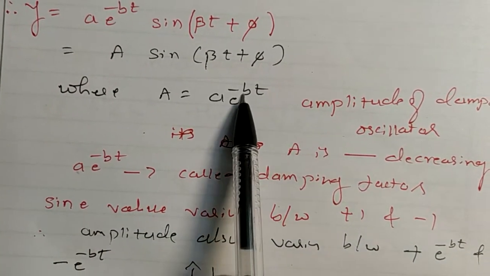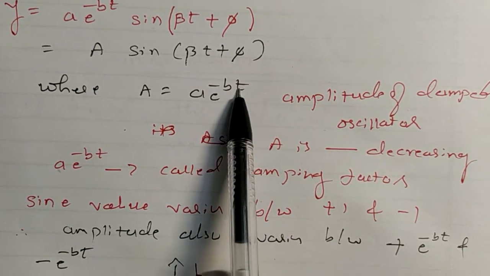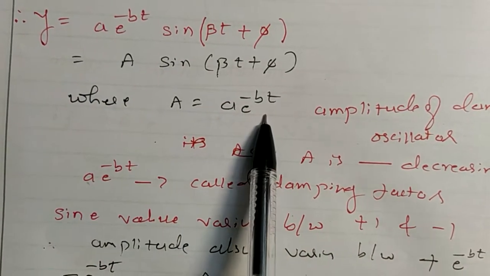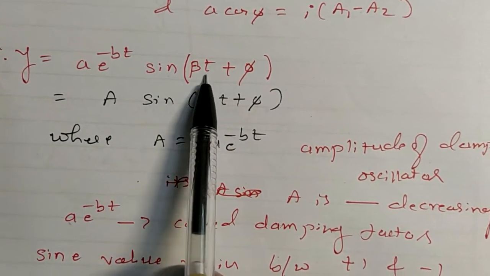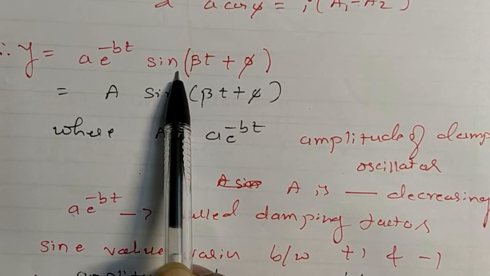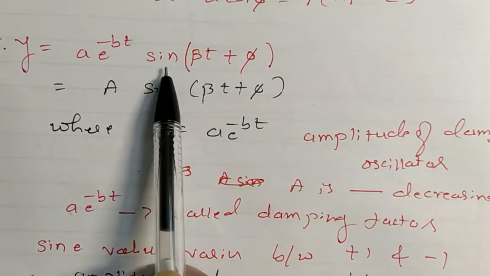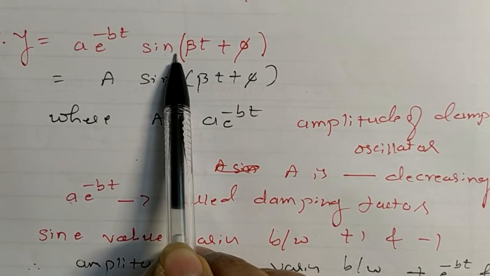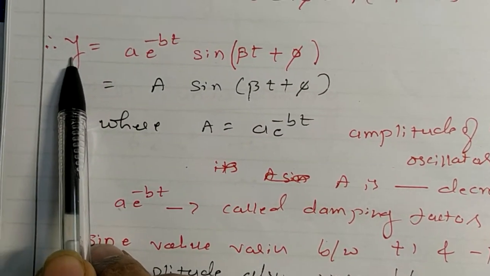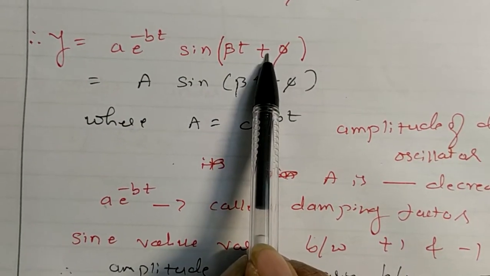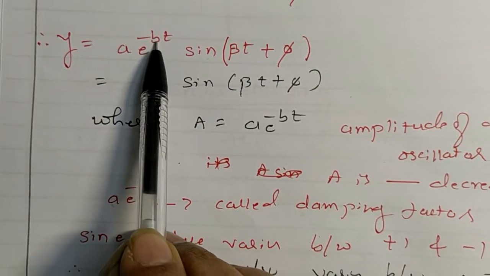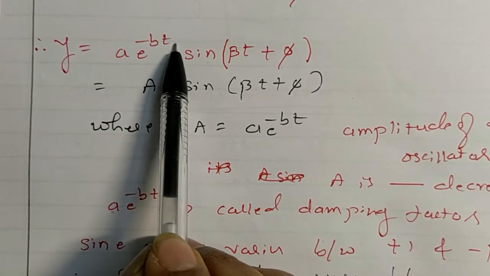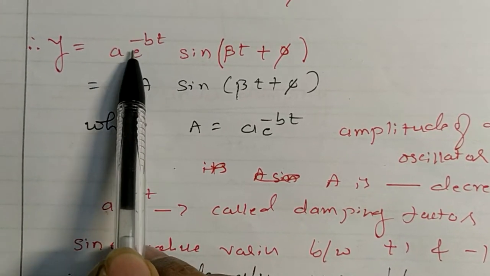Now, the amplitude has e to the power of minus there. That means as time increases, it exponentially decreases there. Okay, that means amplitude keeps on decreasing there. But there is a sine term here, sin(beta t plus phi). You know that sine function is an oscillatory function, because you have seen the sine wave, right? But the maximum value of sine is plus 1, minimum value is minus 1 there. That's why the displacement varies between plus a e to the power of minus bt and minus a e to the power of minus bt there.